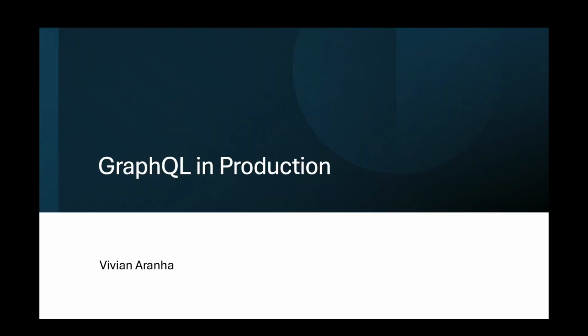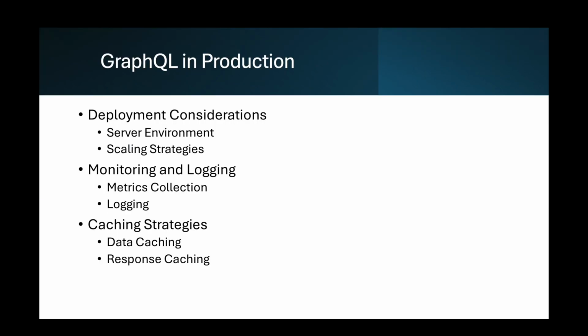Next, let's look at GraphQL in production. Now, what are the deployment considerations? The first consideration is server environment. Choose an appropriate server environment for deploying your GraphQL server, such as cloud platforms, which include AWS, maybe Azure, or Google Cloud. Make sure your containers are Docker, or if you want to go serverless architecture, use AWS Lambda.